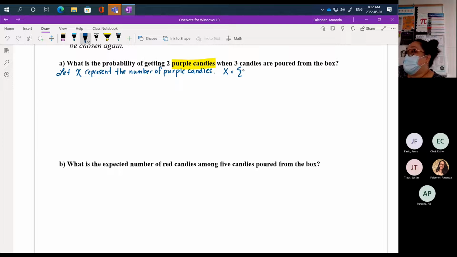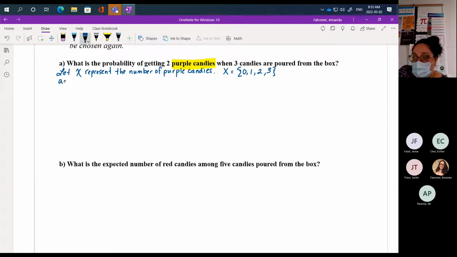So can we pour out 0 purple candies? Yes. Can we pour out 1? Yes. Can we pour out 2? Yes. Can we pour out 3 purple candies? Yes. Can we pour out 4 purple candies? No. So I'm going to end the box there because only 3 candies are poured from the box. Right. So that's important there. That helps us kind of figure out what all of the different variables end up equaling. Okay, so let's list what our different variables are.